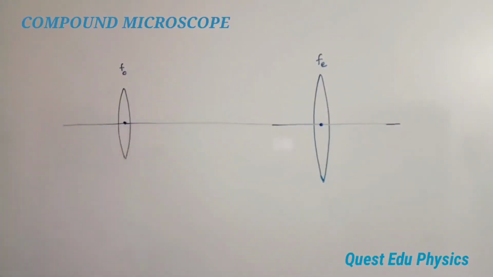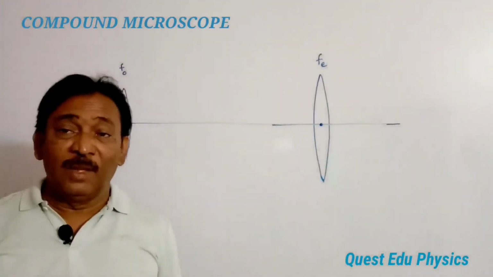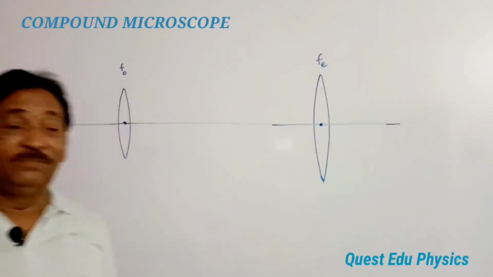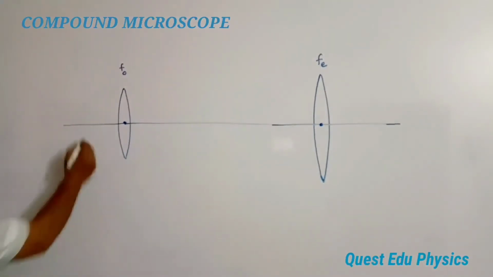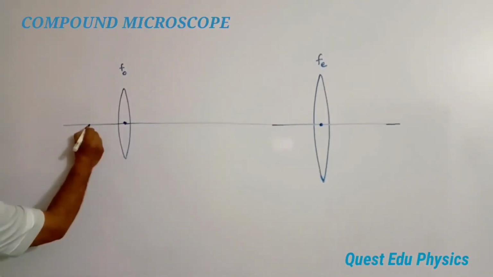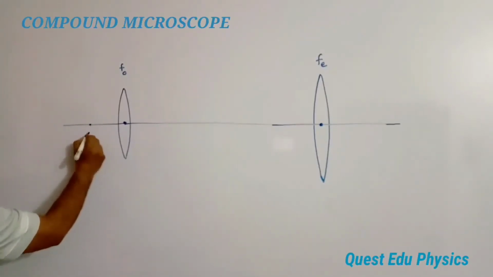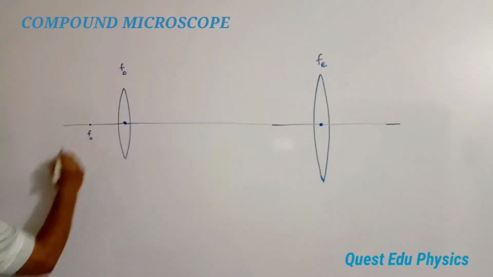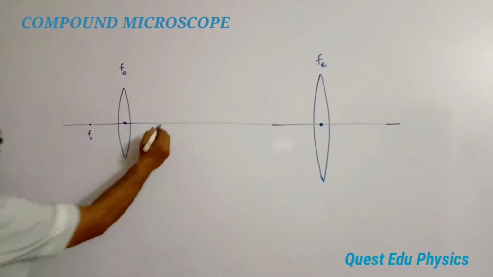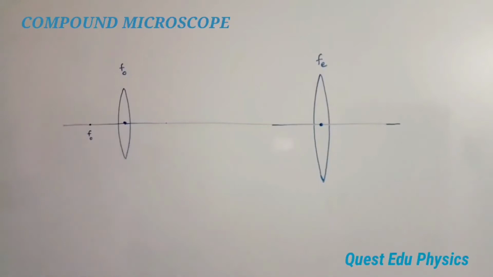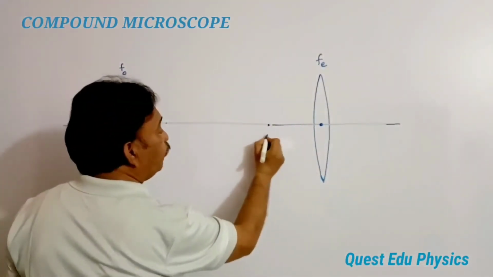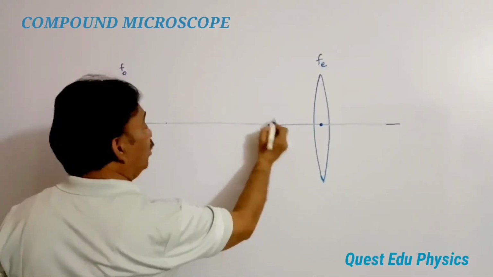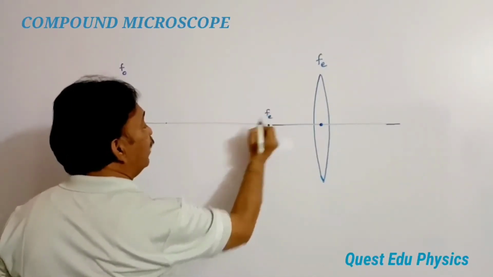Okay, students. Thereafter, we have to trace the diagram. What we have to do is take an extended object. Before that, we have to locate the focus and other things. Say this is the focus of the first lens, I'm calling it F_o. In the same way, the eye lens has its focus, which we call F_e.